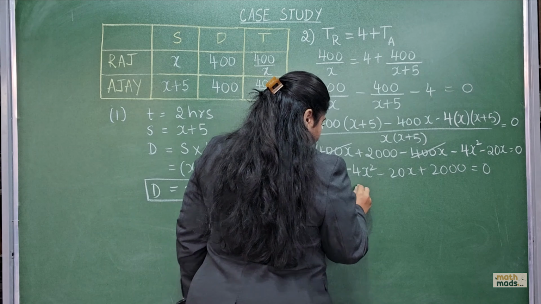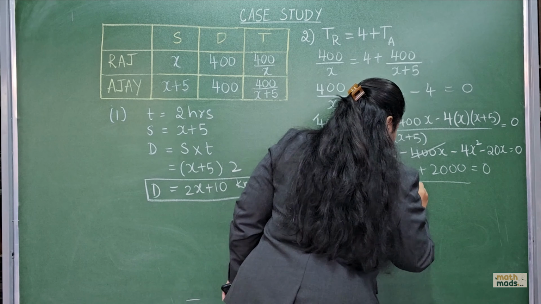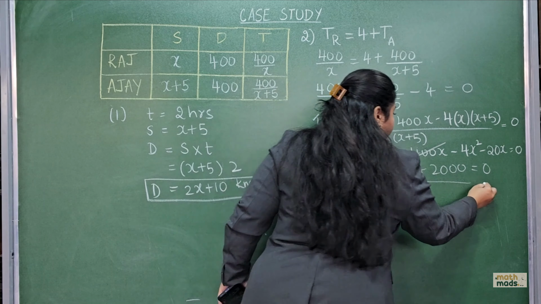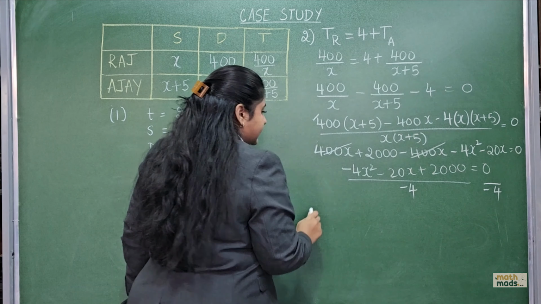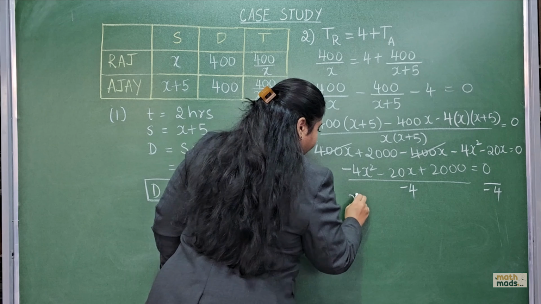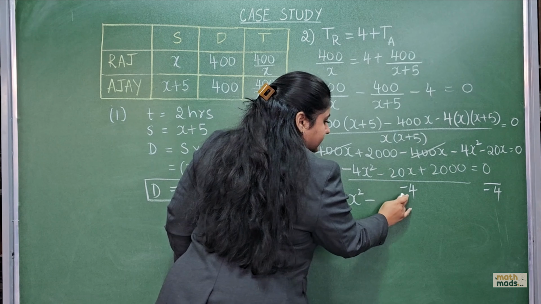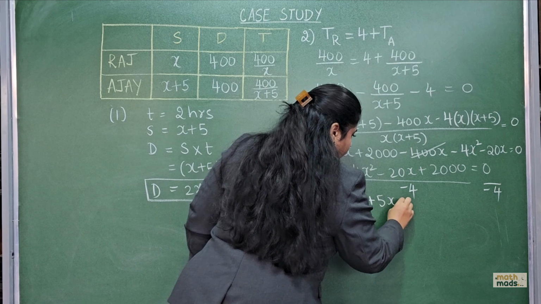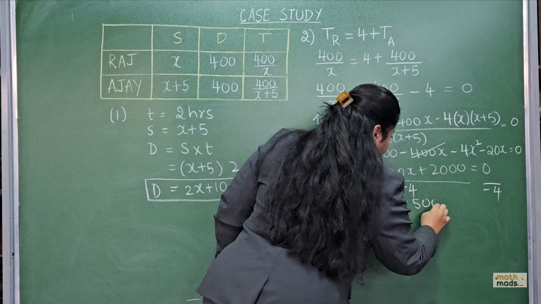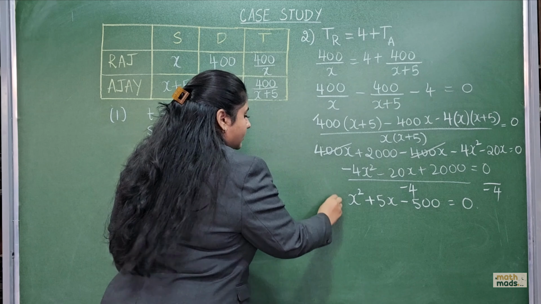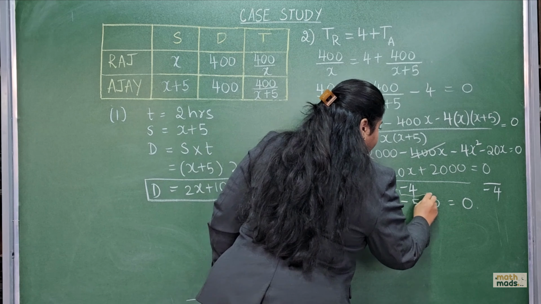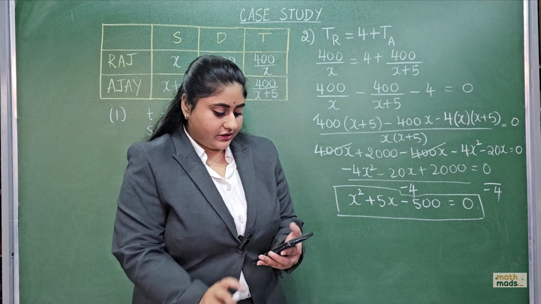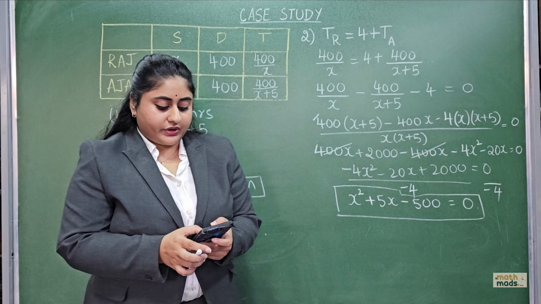Or minus 4, so that my first term becomes positive. If I divide the entire thing by 4, there is no effect on right hand side. Now if I divide it, I'll get X square, now minus by minus, it will be plus 5X minus 500 is equal to 0. This is the quadratic equation that describes the given situation. X square plus 5X minus 500 is equal to 0. Now, what is the third question?